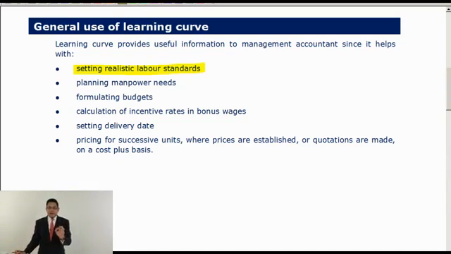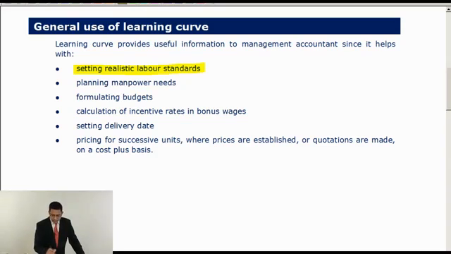Meaning we need to tell our staff that based upon your learning experiences, based upon the past trends, as you start the job, it should take this time. And as you keep on repeating the job again and again, it should start taking less and less time. So bearing in mind, by the end of the day, we want time to be reduced. So it helps us to set certain benchmarks, standards, or directions.